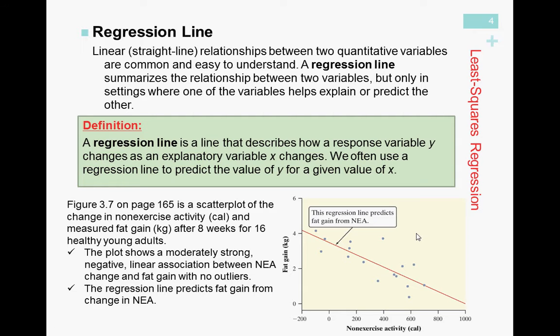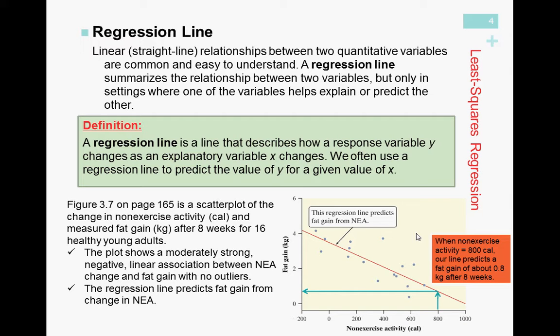But the regression line does predict fat gain from the change in NEA. So just remember, we're still going to talk about the strength, direction, and form. So we call it moderately strong because the points are relatively close together. Negative because we're heading down as we move left to right. In other words, as one of these goes up, the other one goes down. As non-exercise activity increases, fat gain decreases. And it is generally a linear shape.